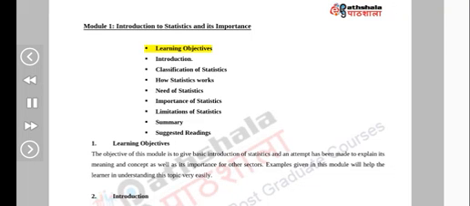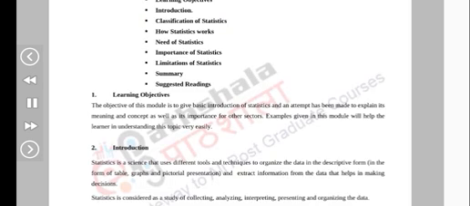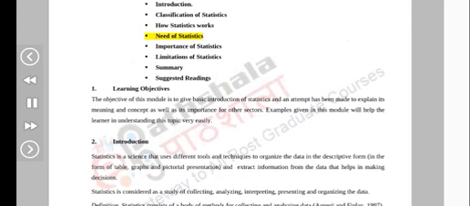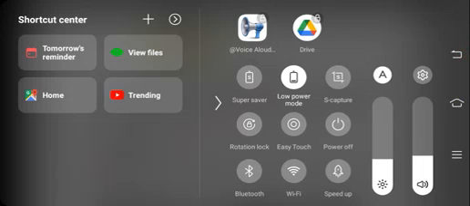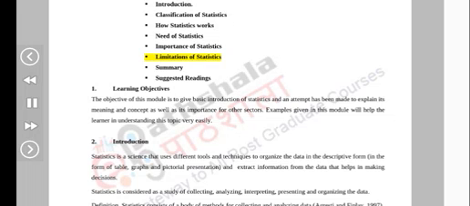Learning objectives. Introduction. Classification of statistics. How statistics works. Need of statistics. Importance of statistics. Limitations of statistics. Summary. Suggested readings.